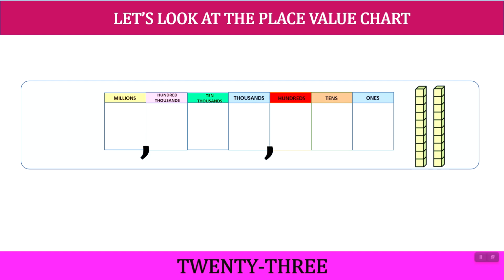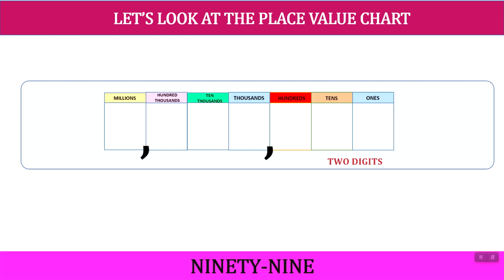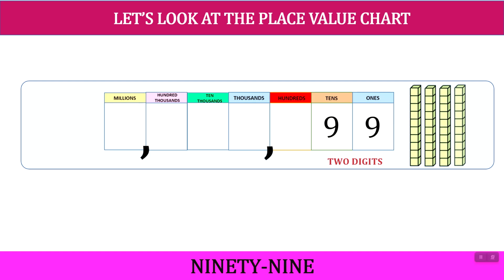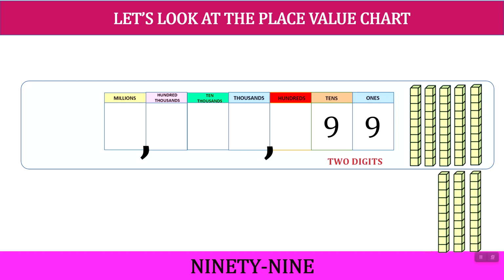23 we can represent visually like this. And the 2 goes in the tens column and the 3 goes in the ones column. This is the number 23. It occupies two digits. Let's look at the number 99. Again, 9 in the tens column, 9 in the ones column. Visually, we can represent this by 9 tens and 9 ones.